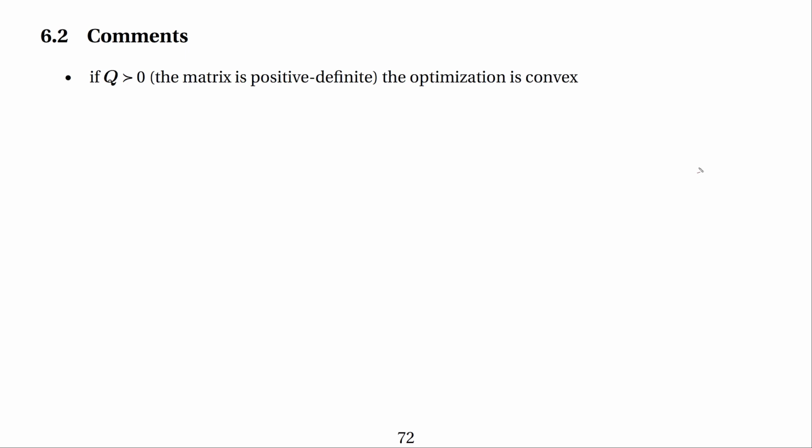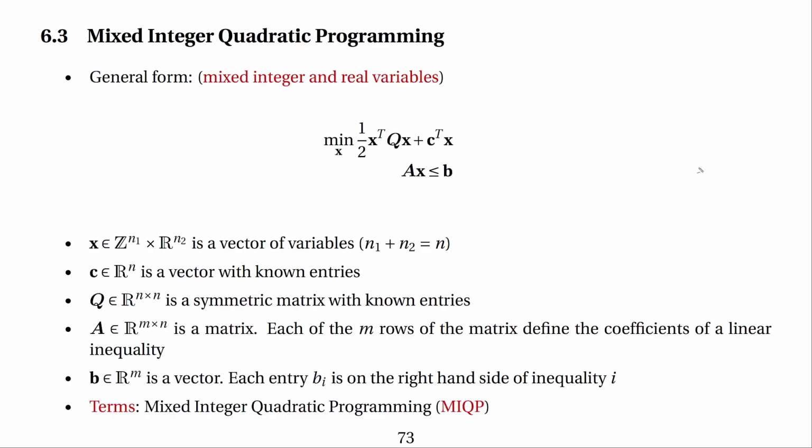One thing to note is that if the matrix Q is positive definite, then this optimization, having only real variables, is convex. And one would generally hope, when dealing with quadratic programming, that one has a convex matrix.